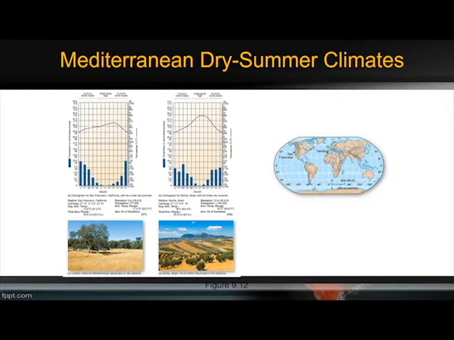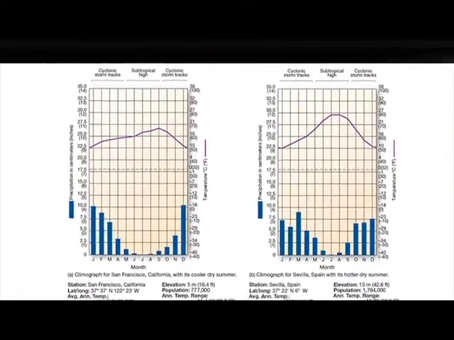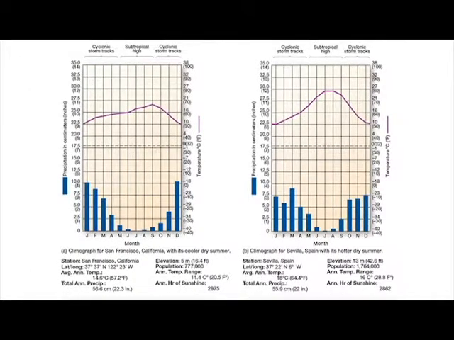Mediterranean, my favorite one, dry summer. So what characteristics do you have in the Mediterranean? Let's look at the climograph. You have two cities here with the same characteristic: San Francisco and Sevilla in Spain. Look what happened, both in the northern hemisphere, but very dry in the summer, and very wet in the winter.